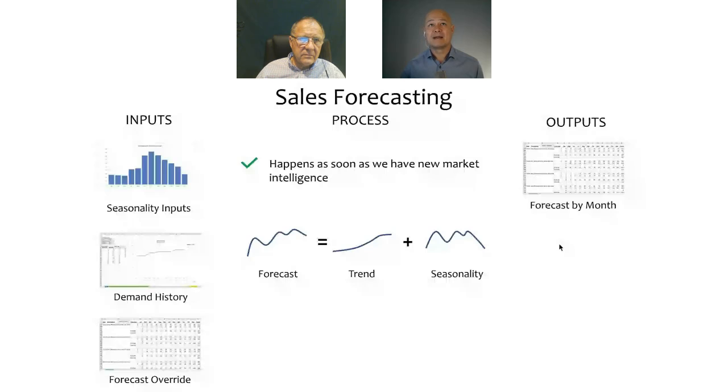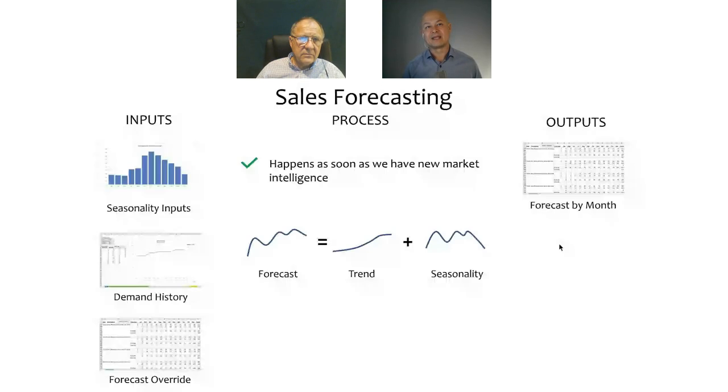Okay, so on to the process then. The first step in that process is sales forecasting. The input to the sales forecasting is demand history. So it's the sales history, which is a key input because this is a very simple forecasting model.